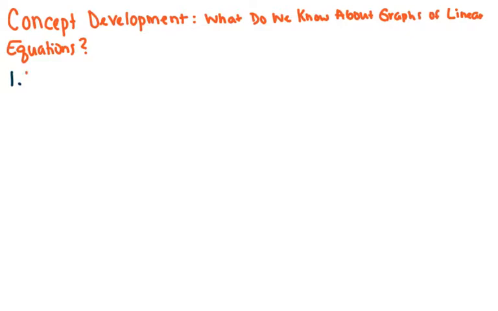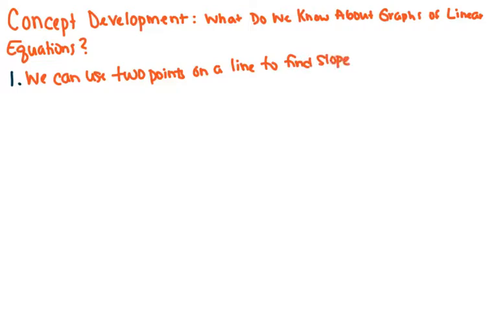So I'm going to write that down. We can use 2 points on a line to find slope. And we were doing that earlier today in our lesson. And remember, we do that because m equals y2 minus y1 over x2 minus x1. That is the equation that we use for that.